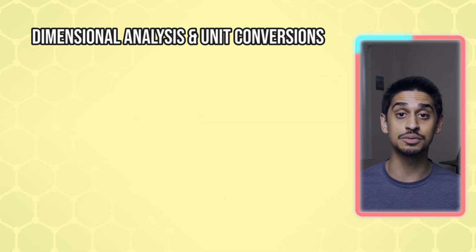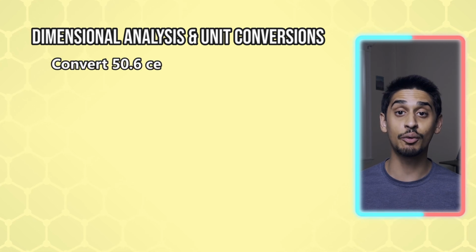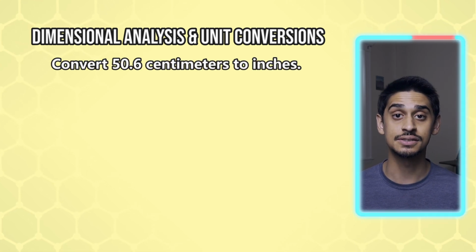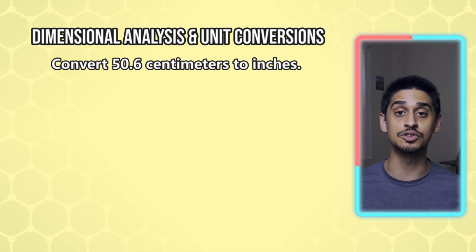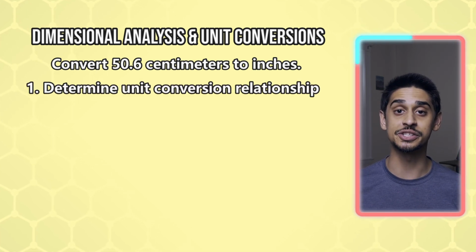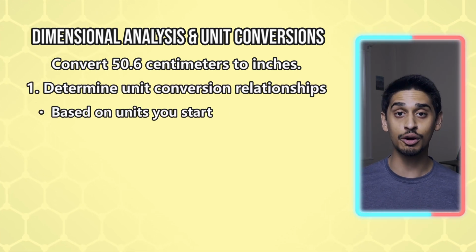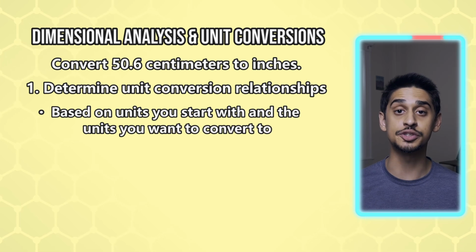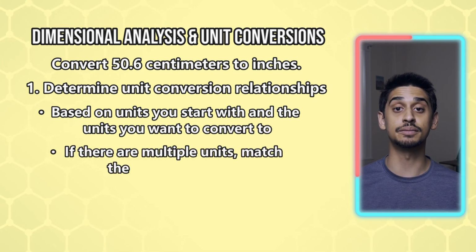Now, let's try an actual example. Convert 50.6 centimeters to inches. There's a set of steps I developed to do unit conversions. First, determine the unit conversion relationships you need based on the units you start with and the units you want to convert to. If there are multiple units, match up the dimensions first.